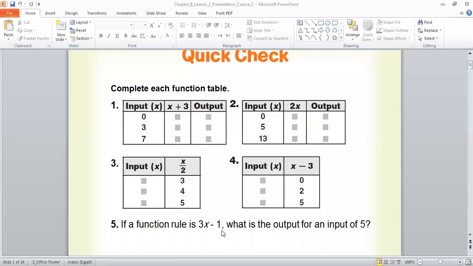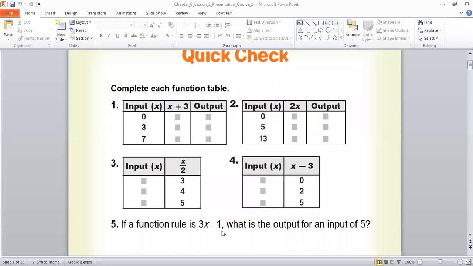If the function rule is 3x minus 1, write the answer in the chat. If the function rule is 3x minus 1, and I give you an input of 5, what is the output? Don't write the answer in Arabic, please.